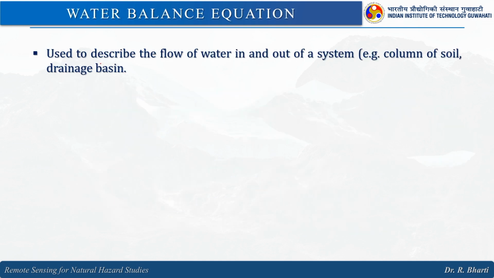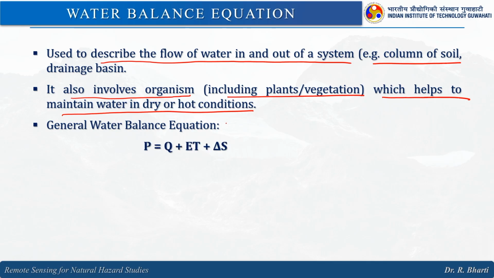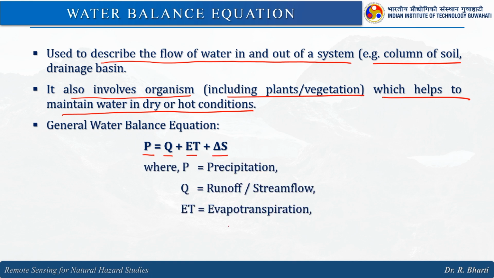The water balance is used to describe the flow of water in and out of a system, for example, a column of soil and a drainage basin. It also involves organisms including plants and vegetation, which help to maintain water in dry or hot condition. Here is the general water balance equation which is being used. So, P is equal to Q plus ET plus delta S, and here the precipitation, runoff and the evapotranspiration and the change in the storage are used together.